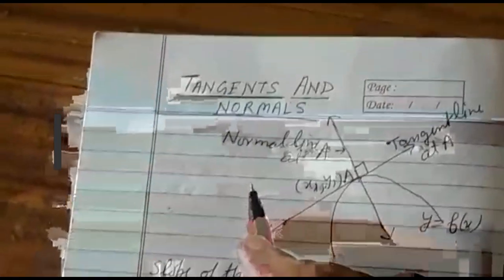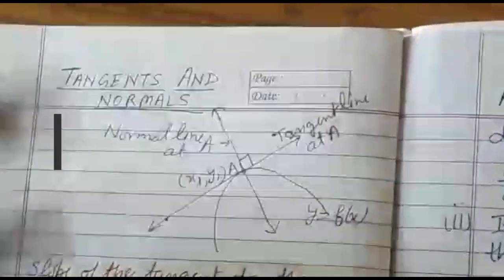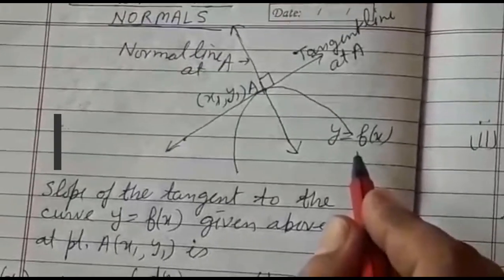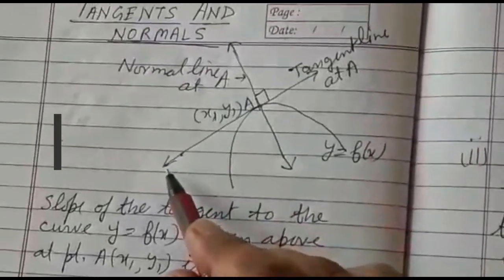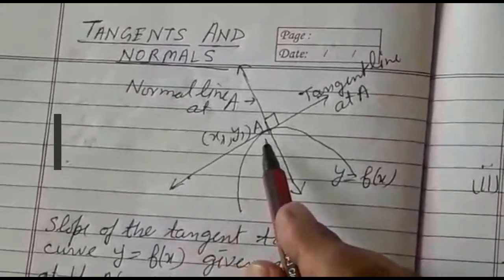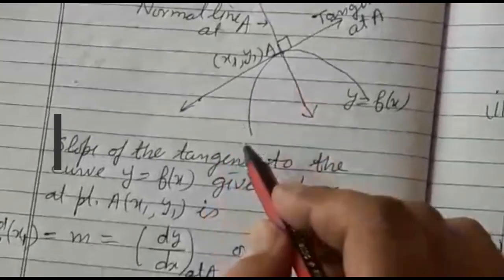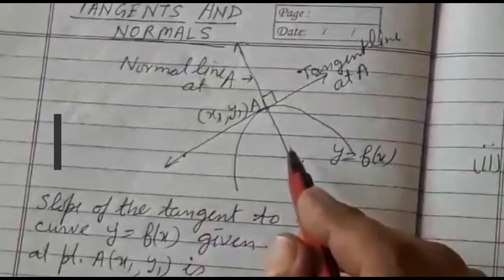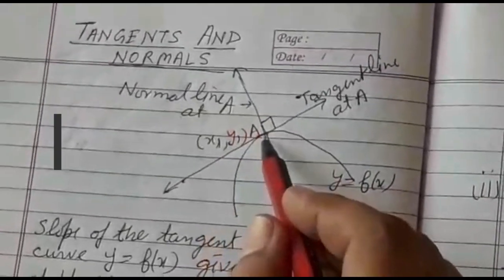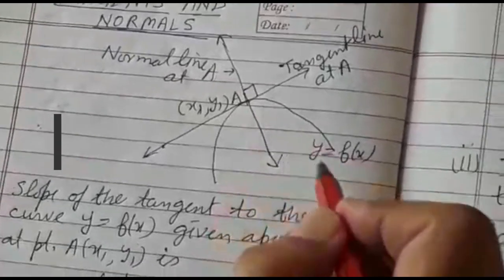Today we are taking the topic tangents and normals. First of all, we have to consider a curve y = f(x), and then we consider a tangent. Tangent means a line which touches the curve at any point. It means one point is common between that tangent line and the curve, and at the same point, if we make another line which makes a 90-degree angle with the tangent, that is known as the normal of that curve.